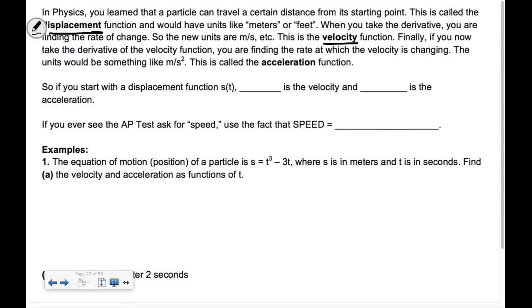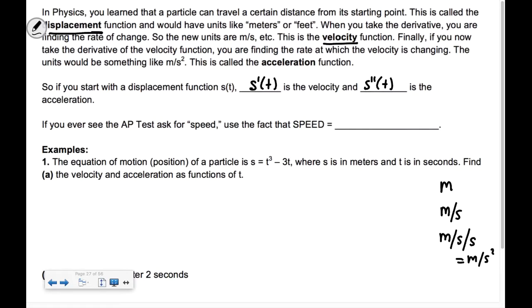And then the derivative of that is going to have units like meters per second squared. So the original starts out with meters. The derivative is a rate, meters per second, right, a slope. And then the last one is meters per second squared. So we're going to have our original, the derivative, the second derivative. If you start with the displacement function, s of t, then s prime of t is the velocity, and s double prime of t is the acceleration.